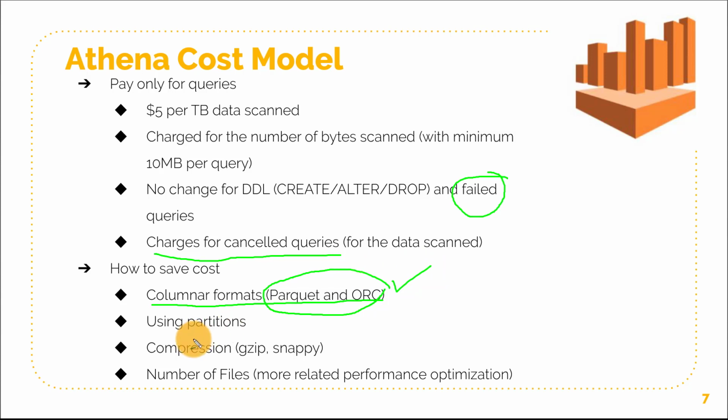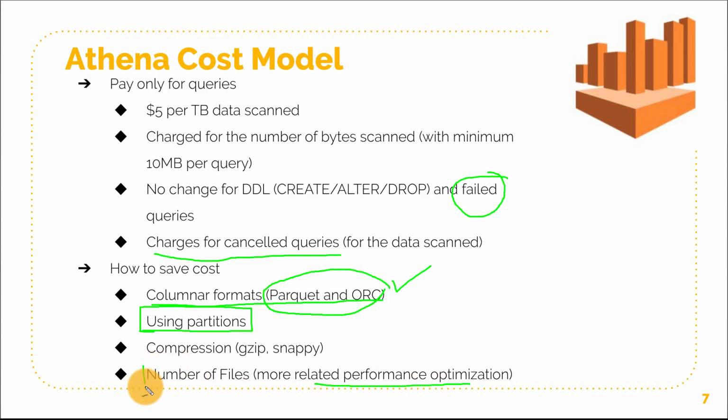Then using partitions. A partition is similar to your where clause. If you provide partitions in your data, then you could use a where clause so that only that particular folder would be scanned. Another thing is compression. You should use compression in S3, and with compression there would be less data in S3, and less data would be scanned again.